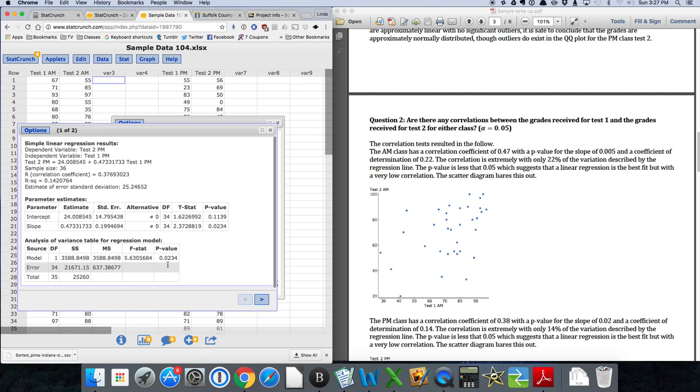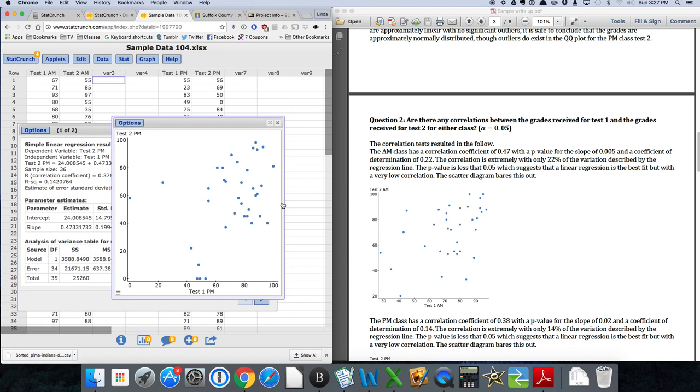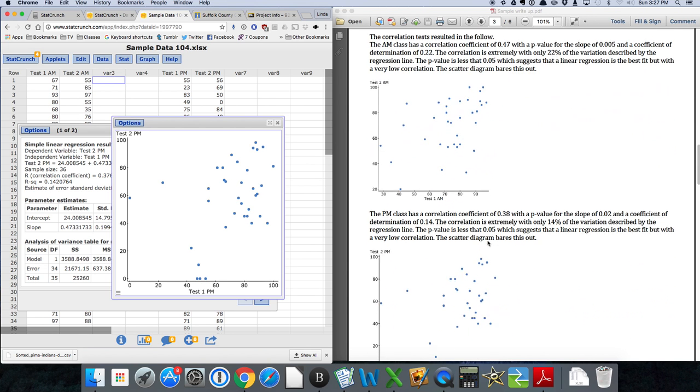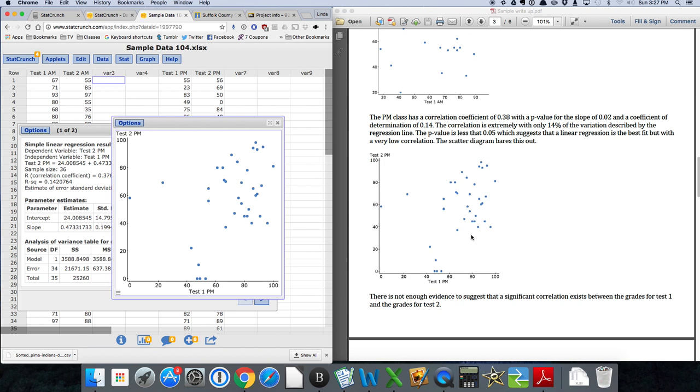But again, the p-value is 0.02, which is below my alpha value, meaning that the linear correlation is the best fit for this data. And again, you can see that with the chart, because there's this upward trend. There's not any other sort of shape to it.